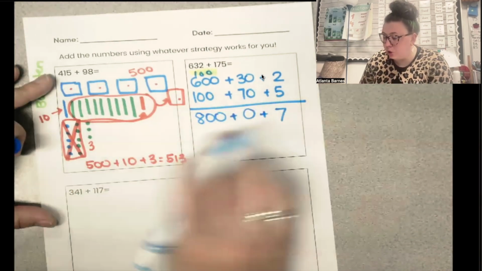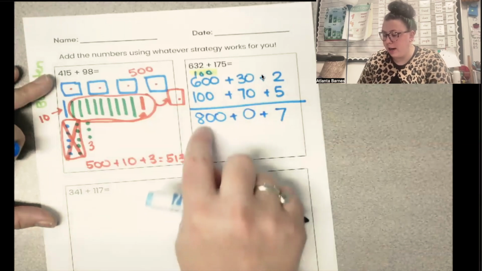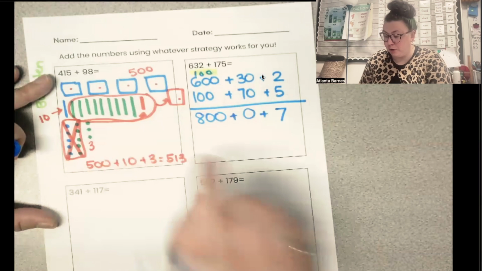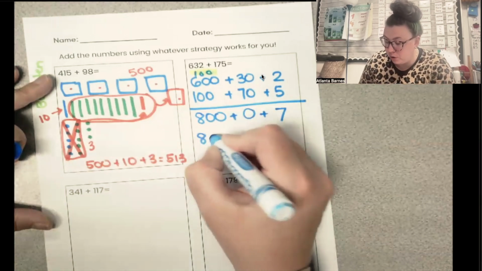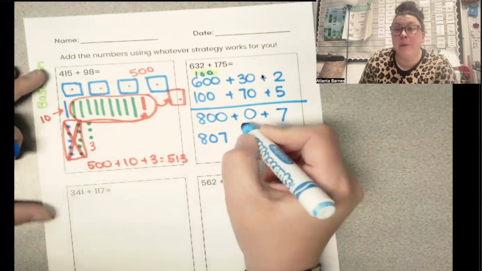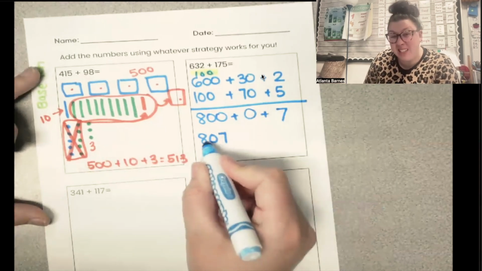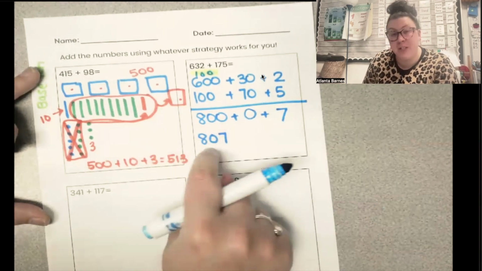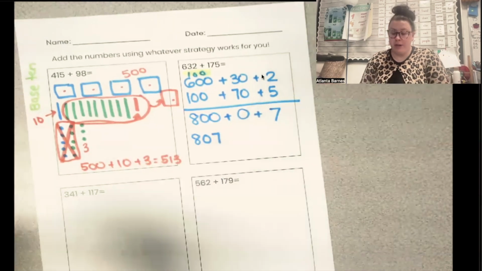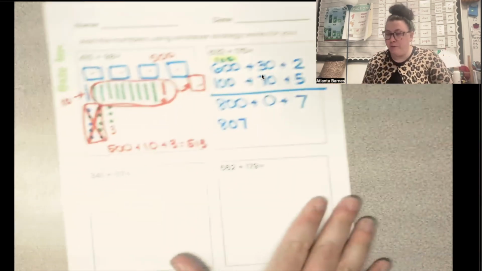800. Now this is the tricky part. My answer is not 80007. I'm adding it up just like we did here for expanded form, and that number is 807. We do not drop this 0. That is a placeholder for our tens place. We don't have any tens, and that's okay, but we have to keep the 0 as a placeholder, okay? So our answer for that one is 807. Now, this is the classic old-fashioned way.